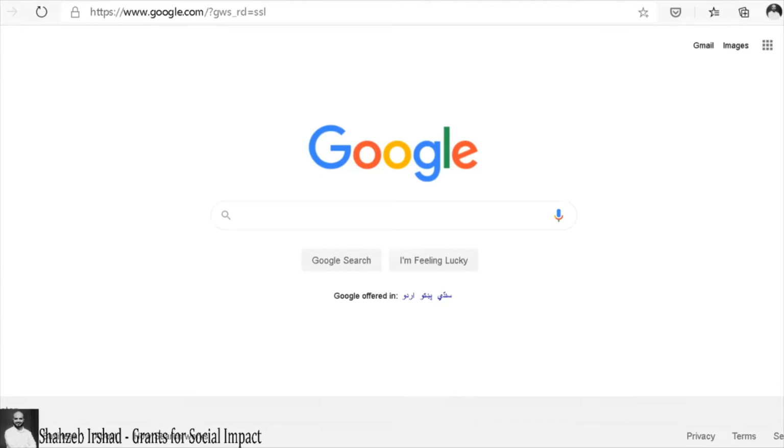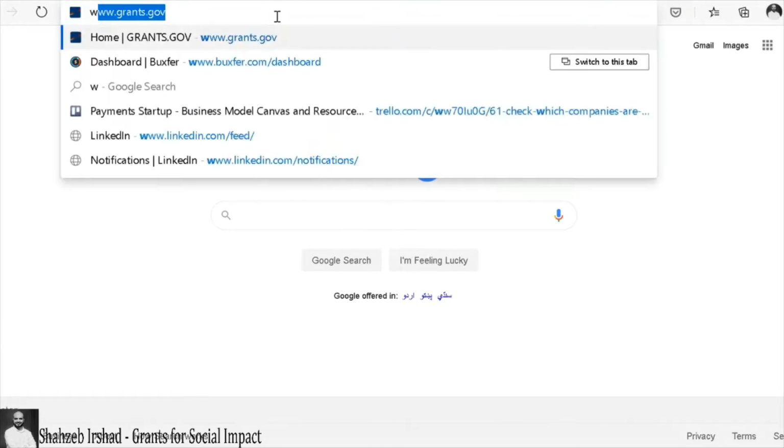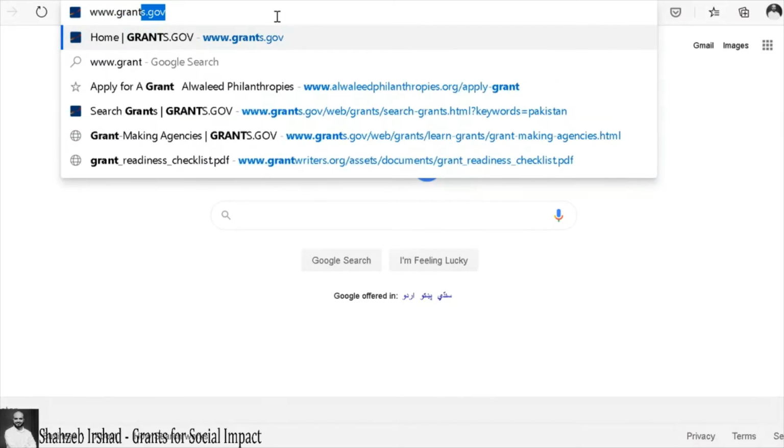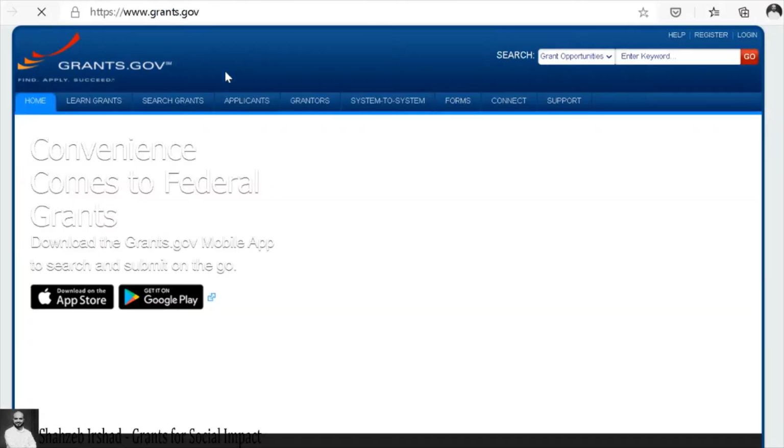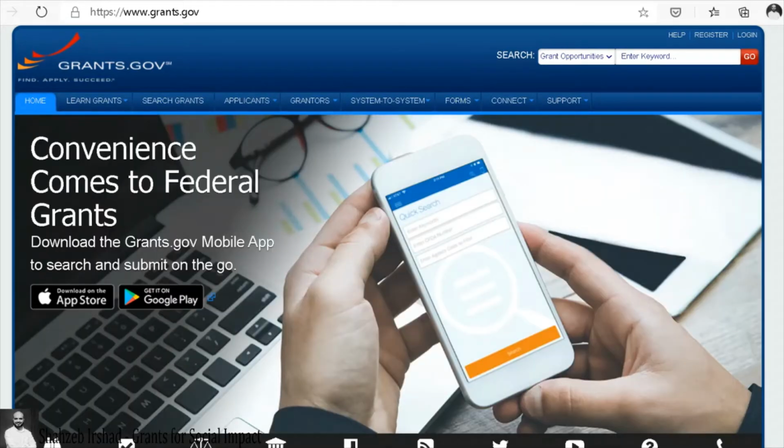Okay, so let's start with www.grants.gov. As you can see, grants.gov is a repository for all the grants, cooperative agreements, and procurement contracts that the US government markets and approves. So what we're interested in are grant opportunities specifically for Pakistan. So we go into the search tab and put in our keyword, which is Pakistan.